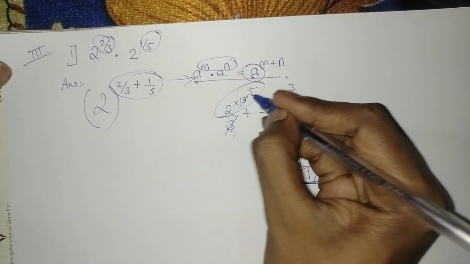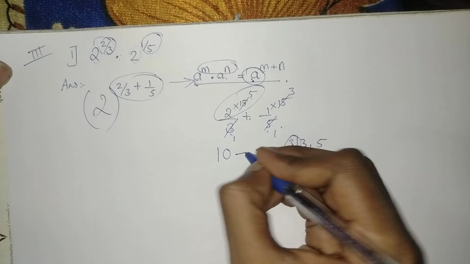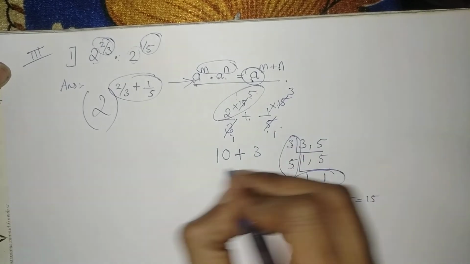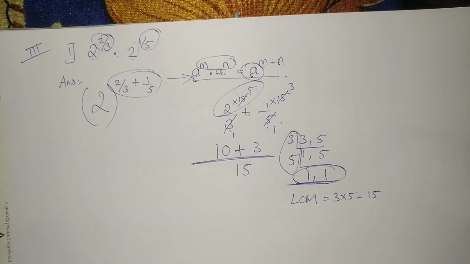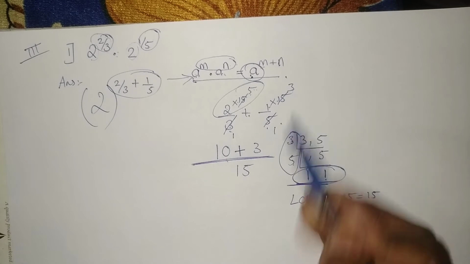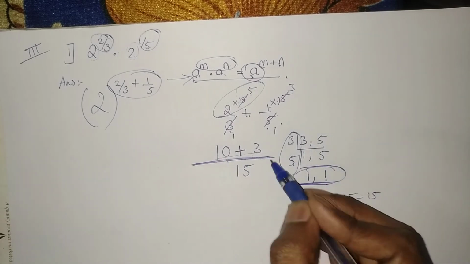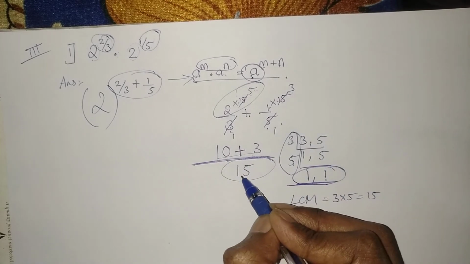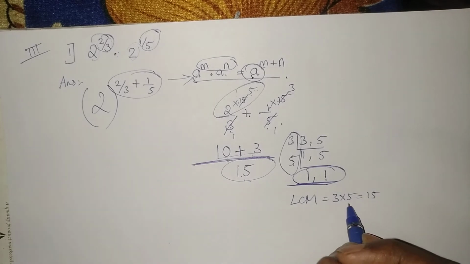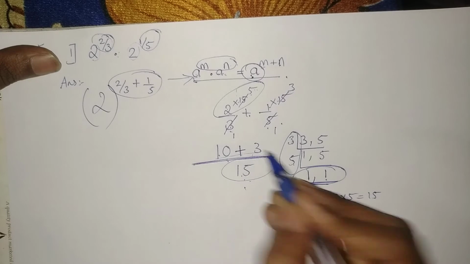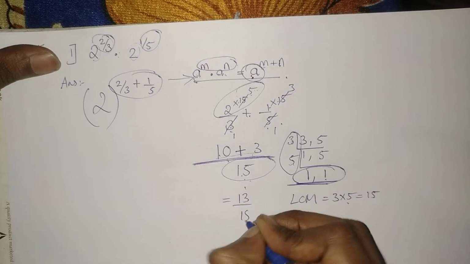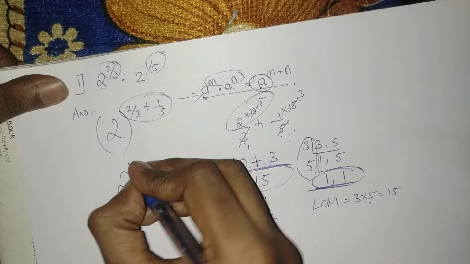So what do we have here? 2 5s are 10. Next what do we have here? Plus 1 3 is 3. Whole divided by the LCM, what did I get? 15. This is the step where usually the students go wrong. They will just write 2 5s are 10 and 1 3 is 3 and they will just add and forget to write the denominator. So the denominator is 15 because the LCM is 15. Whatever LCM we get, we have to retain it as the denominator. So 10 plus 3 is 13 by 15. So the answer is 2 power 13 by 15.